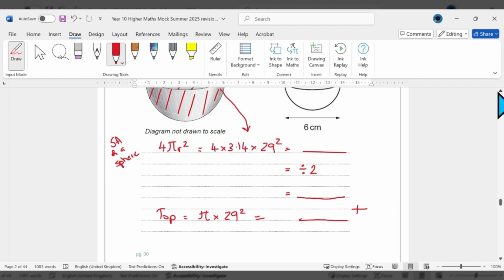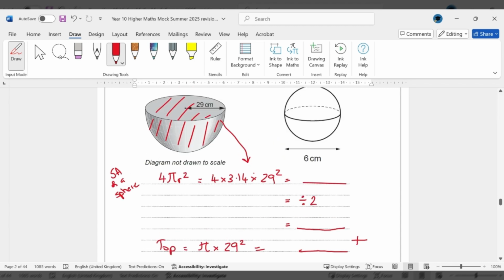But yeah, what we did there is we looked up, just to remind you, the formula for the surface area of a sphere. We worked it out as if it were a full sphere and then cut it in half because it's only half a sphere.